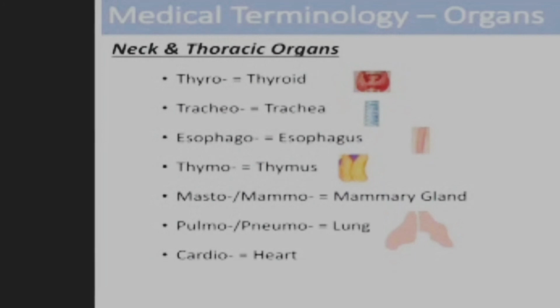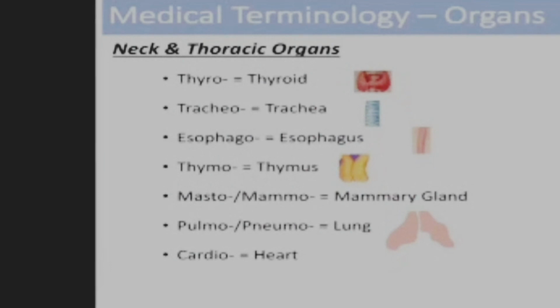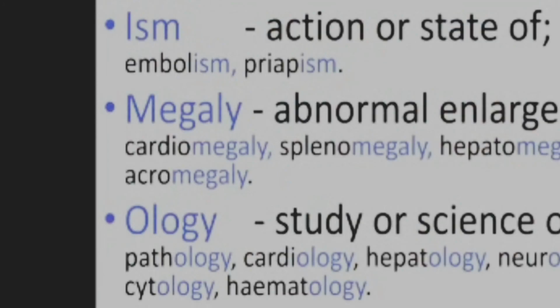Some of the body organs are medically known by the nomenclature of some specific term, like thyro stands for thyroid, trachea, esophagus, thymus, mammo, mammary glands, like breast, and pneumo, lungs, and cardio stands for heart.